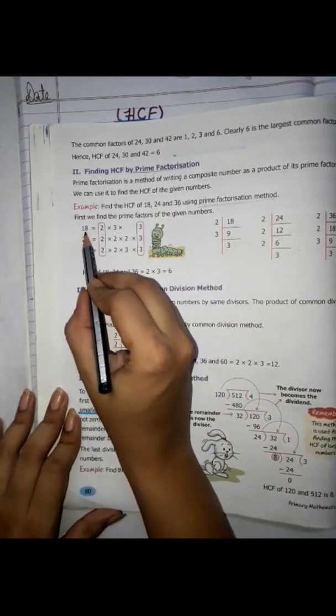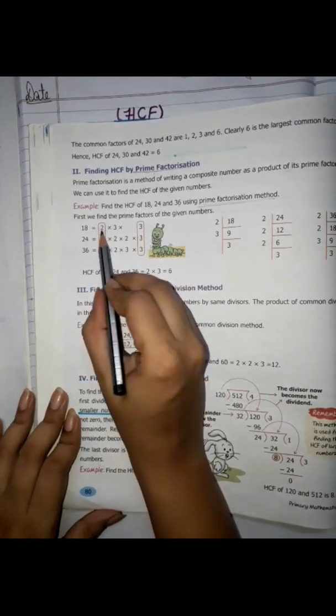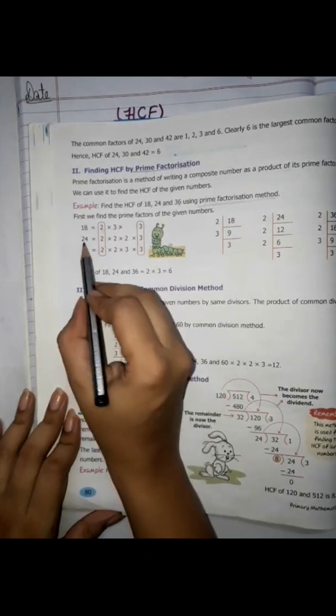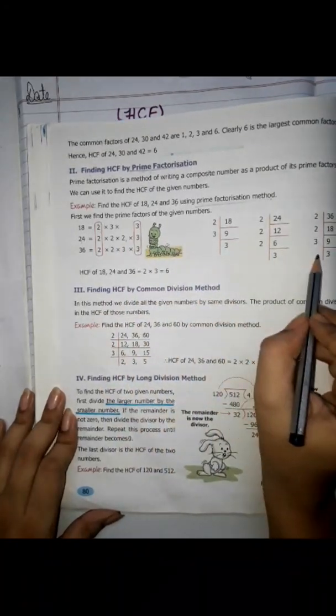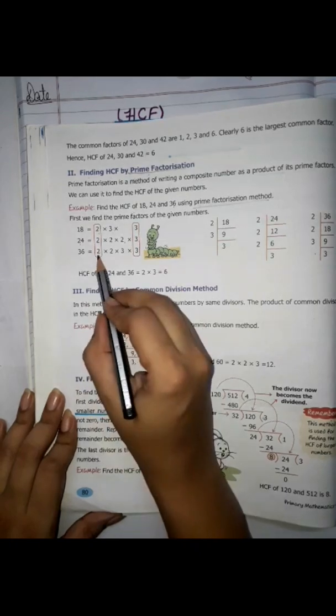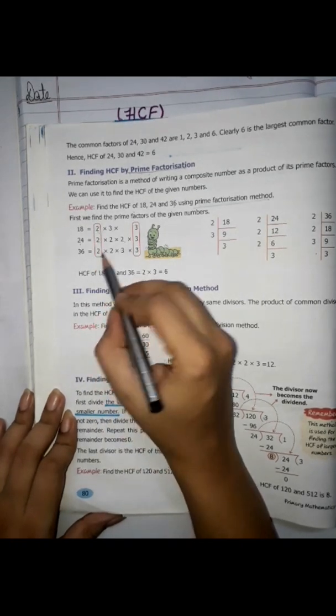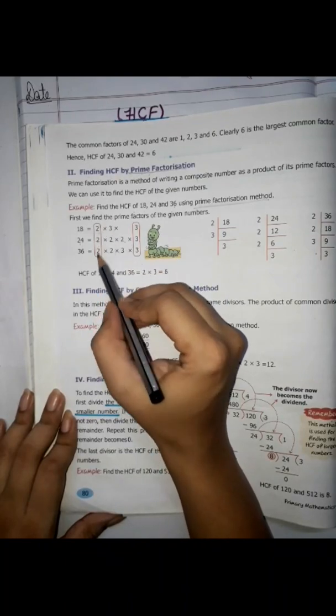Now in front of 18, you write the prime factors: 2 into 3 into 3. Now for 24, 2 into 2 into 2 into 3. By this method, you can find the prime factors. Now for 36 also, you find. So now find out the common prime factors. So commonly they are जो तीनों में common हो.